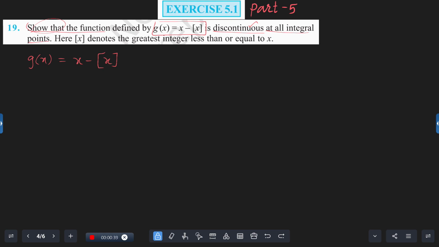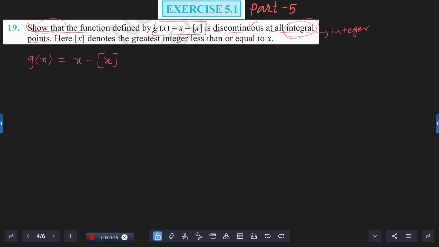Integral points in the sense, integer. Integral means just integer, another name of integer. Understand? So integral points in the sense, integer values. For all the integer values, this will be discontinuous. That is what we have to say.